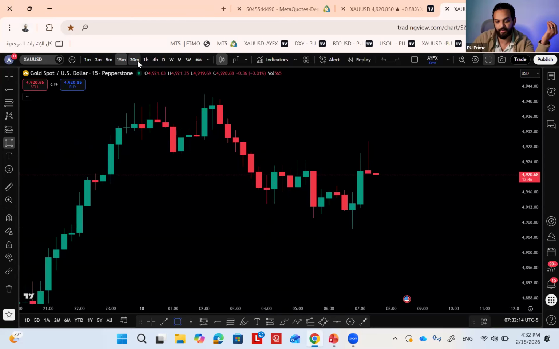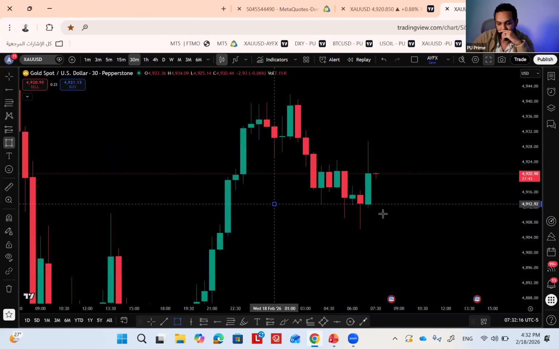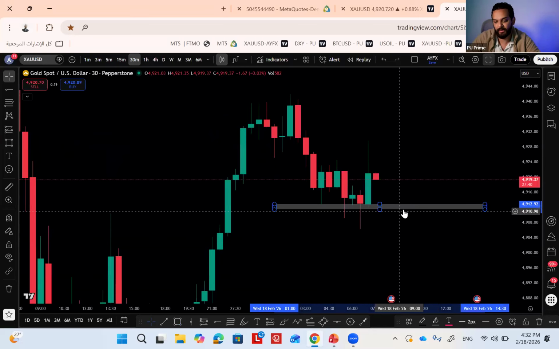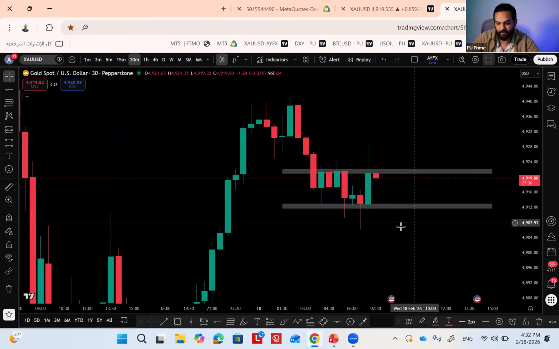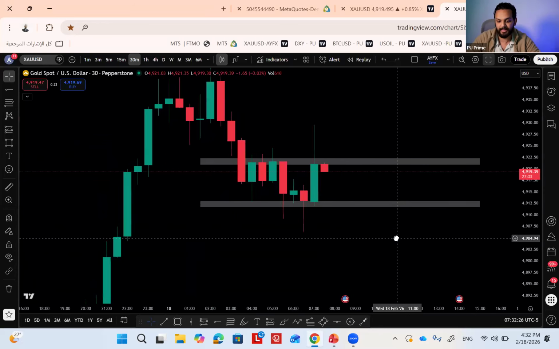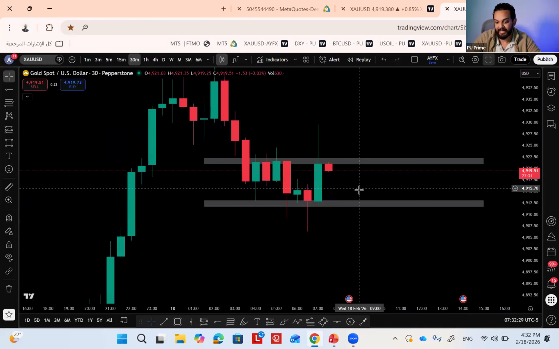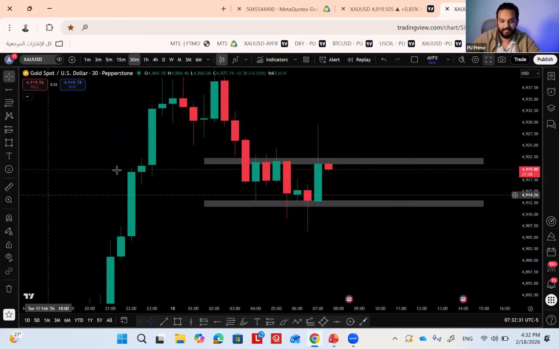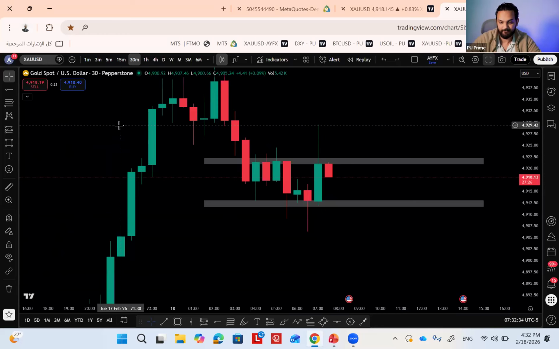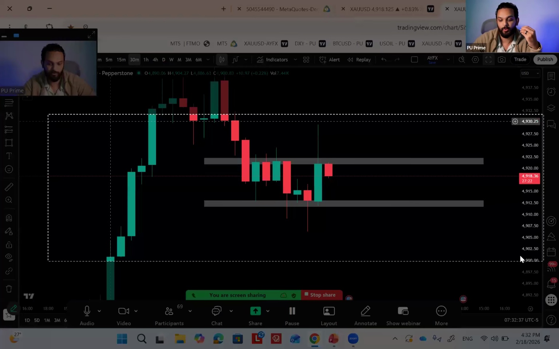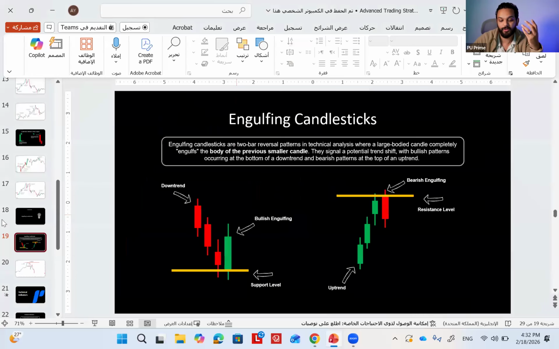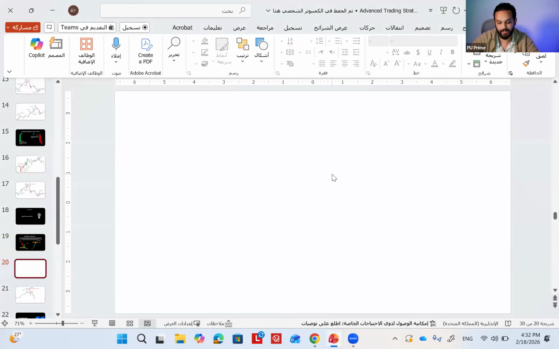Okay, what I will do, I'll just draw my support and resistance level. So I can see here on the 30 minutes time frame that a support level is being formed here, and a resistance level is being formed here, right? So this is what I do. Now, let me take this as a screenshot, and tell you the benefit of knowing what the candlesticks look like, right? So just let me add this screenshot here.